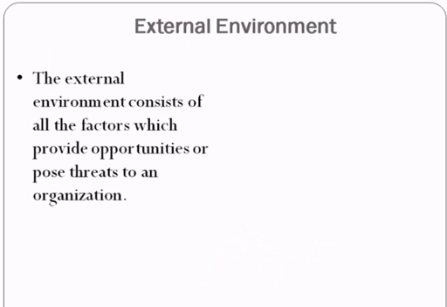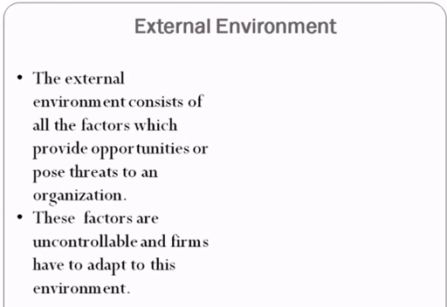Let's move to the external environment. The external environment consists of all the factors which provide opportunities or pose threats to an organization. The external environment consists of factors which are uncontrollable, and firms have to adapt to this environment. Firms adjust internal environment with the external environment to take advantage of the environmental opportunities and struggle against environmental threats.